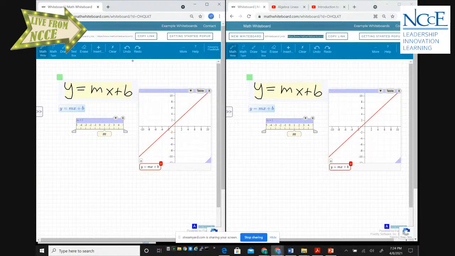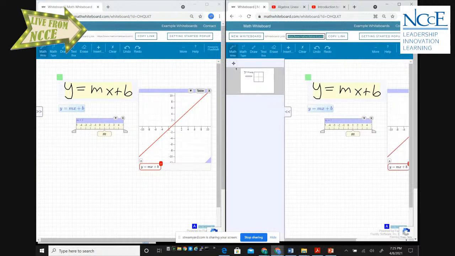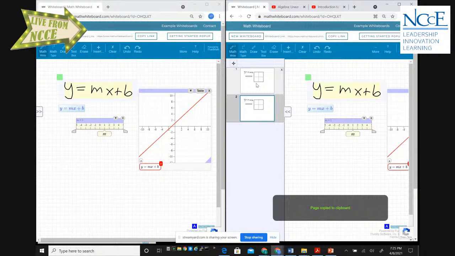Now, teachers are very clever. This is a bit of functionality that is available in MathWhiteboard, and we didn't really intend it to be used this way, but teachers are using it this way. It's really cool. MathWhiteboards can have multiple pages, and I can add a page by just clicking on the plus key up here, or I can copy any of these pages. So I can hit Control-C, and then I can copy that page.